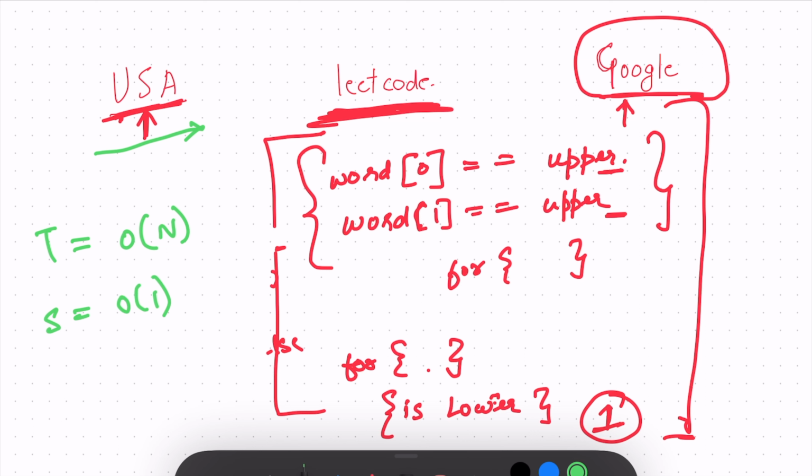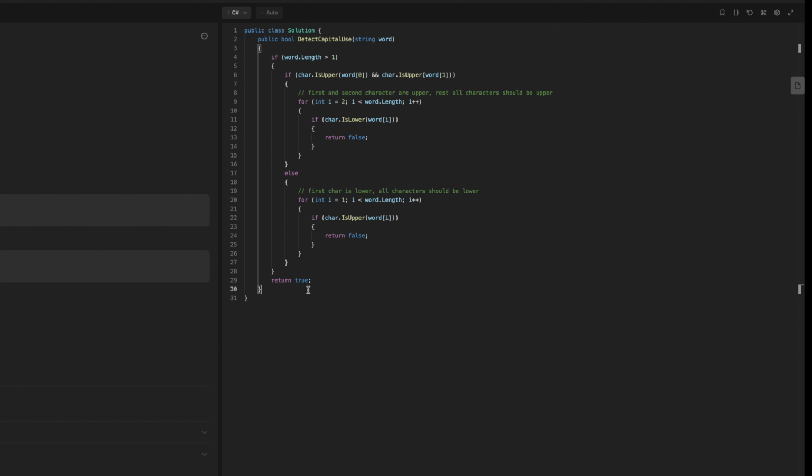I hope you were able to follow this explanation. Let me show you how we can implement the very same solution using C#. Here is the solution in C#. I start by checking if the length of the word is greater than 1. If this condition is not met, it will not go inside the if condition and will simply return true.